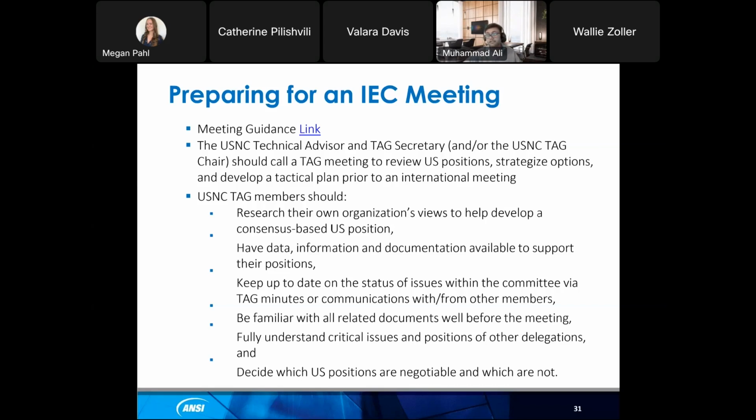So it depends on the tag that you're participating in and the operating procedures of those tags. But in most cases, there is a mechanism for you to keep up to date on the status of all the agenda items that are being discussed, what the U.S. position is on each of the agenda items, and ensure that you have a chance to contribute your position in helping to get consensus on the U.S. position itself. So if you move on to the next slide.